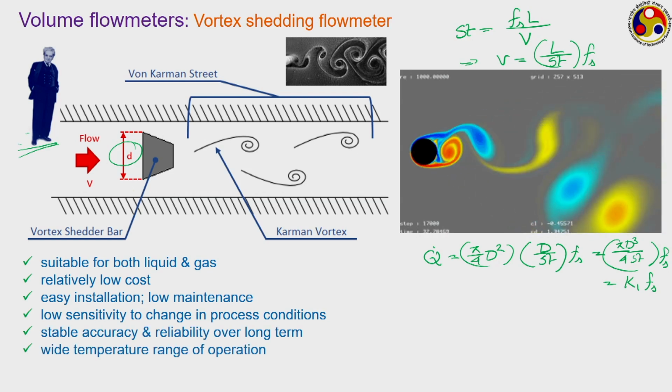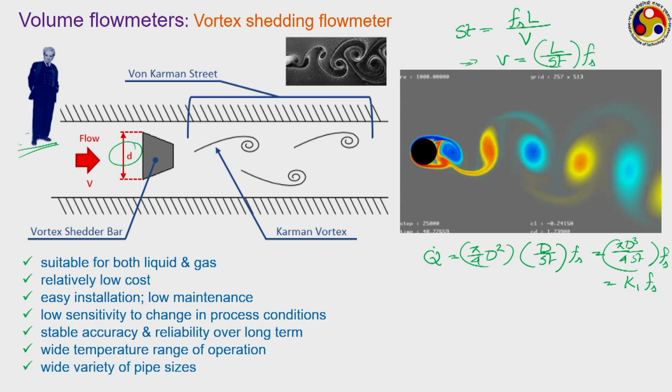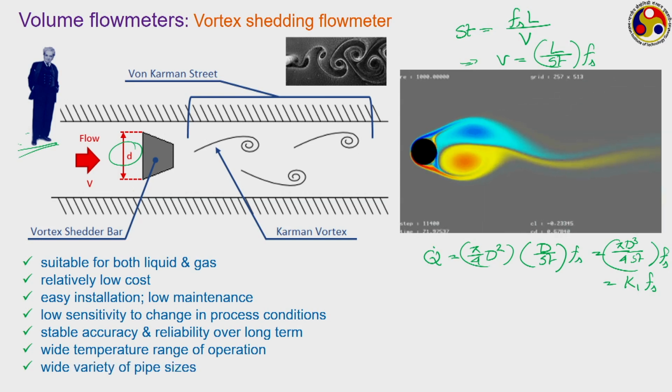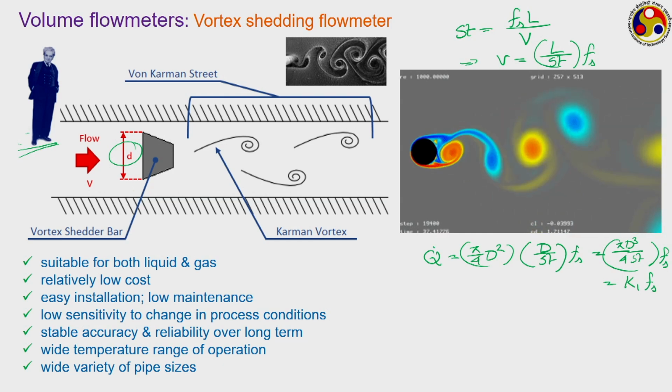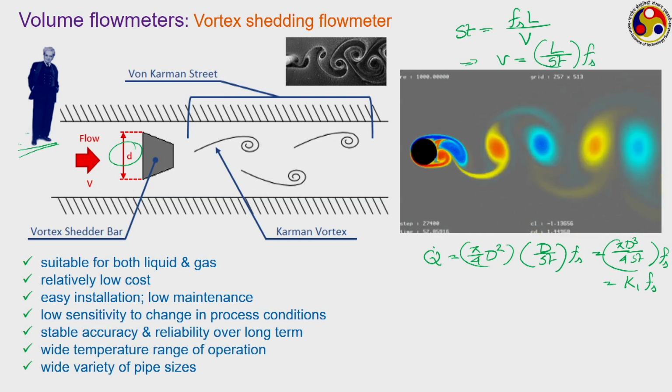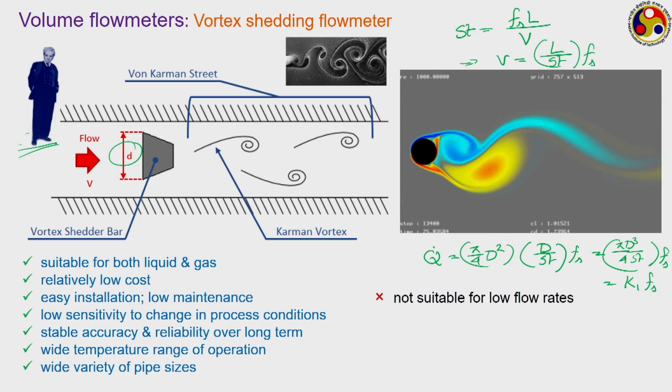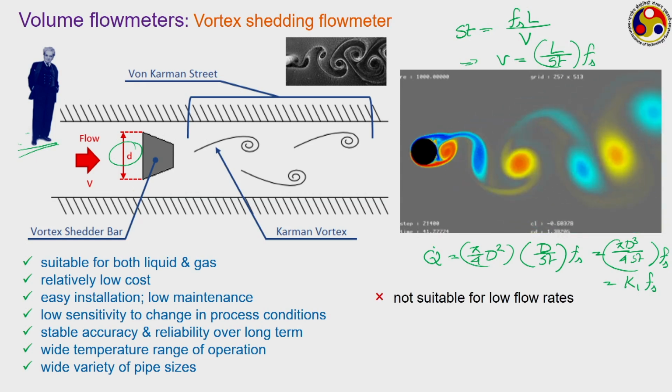Wide temperature range of operation, just mentioned 2 points back, and they can be used for a wide variety of pipe sizes. Depending on the size of the pipe, we can select different kinds of vortex shedding bar and get a similar kind of representation. But they are not suitable for low flow rates.